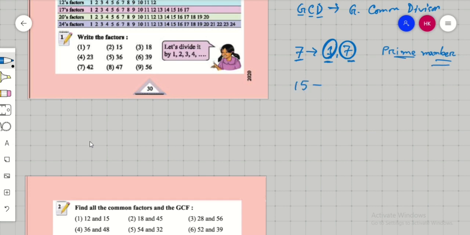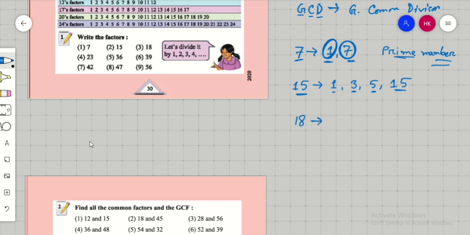Then 15. What are the factors of 15? The factors of 15 are 1, 3, 5 and 15, right? Because we can divide 15 by these 4 numbers. That means we can divide 15 by 1, we can divide 15 by 3, we can divide 15 by 5, we can divide 15 by 15.